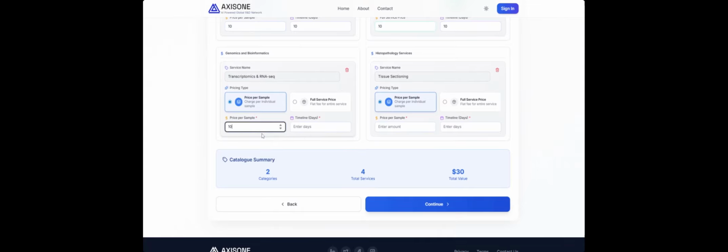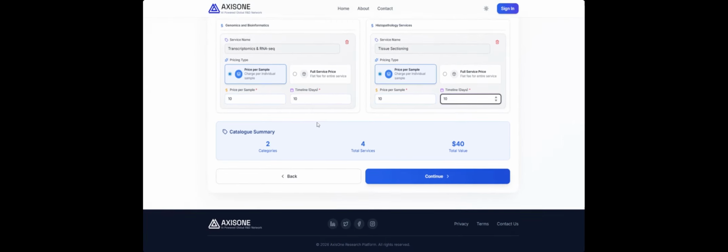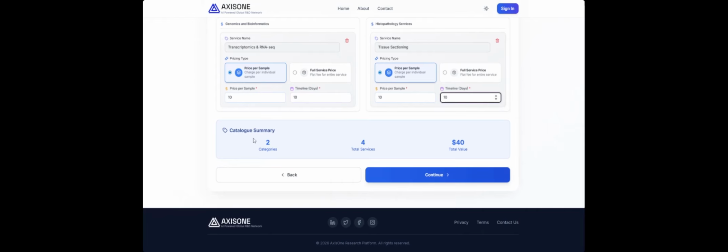So for each service your lab offers, you can enter in a price per sample amount and a turnaround time. You also have the opportunity to enter in a full service price if this is applicable. And at the bottom, there is a catalog summary of your total categories, total number of services, and the estimated total value.